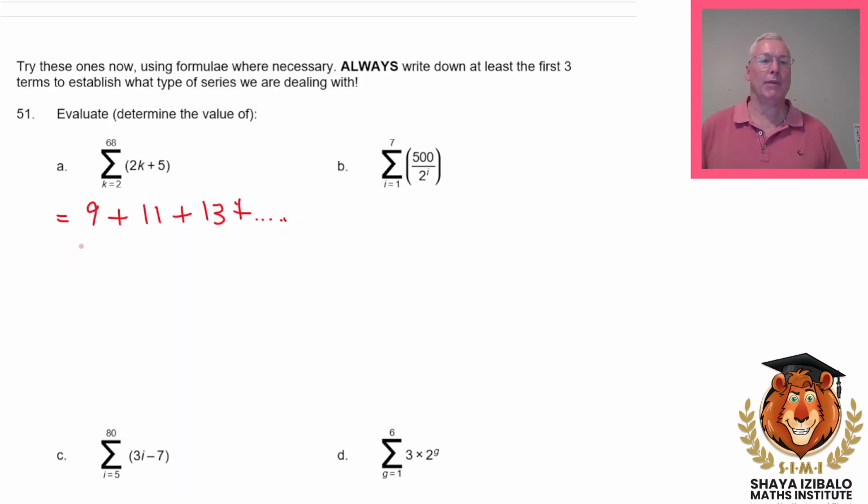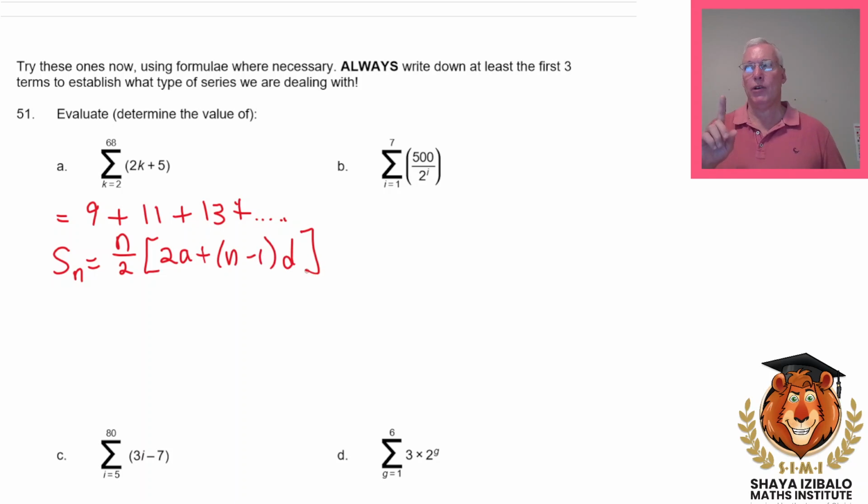It's definitely arithmetic. So now we're going to just make sure, firstly, that we're using the right formula. Here's the formula for an arithmetic series. Do I know A? Yes. Do I know D? Yes. Do I know how many terms there are? Careful. Remember our little trick? 68 minus 2, that's 66, plus 1, 67. We need to find the sum of 67 terms here.